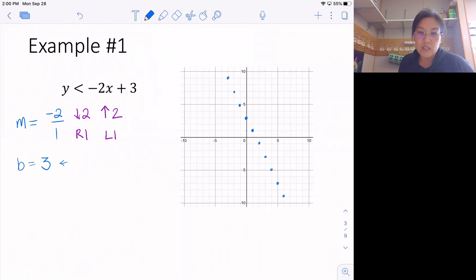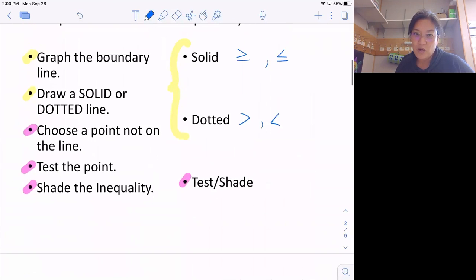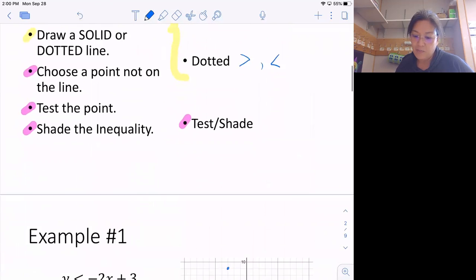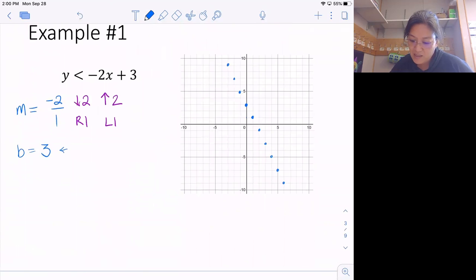Now the question is, is this a solid line or is this a dotted line? If we go back up to our notes, we see strictly greater than or less than is going to be a dotted line. That's because the boundary line doesn't actually count in our equation. So there's our boundary line. It is dotted.